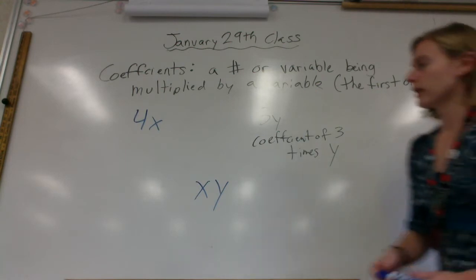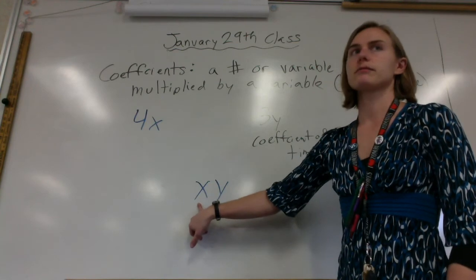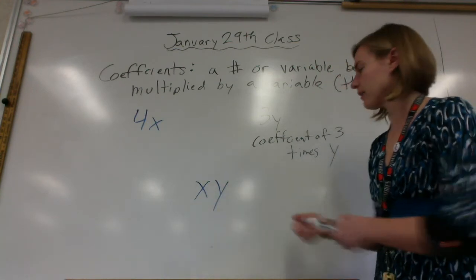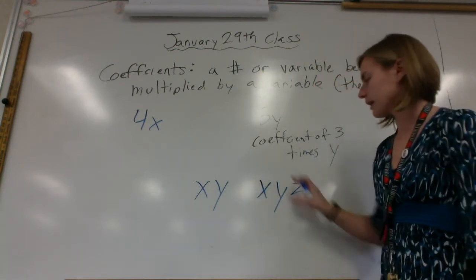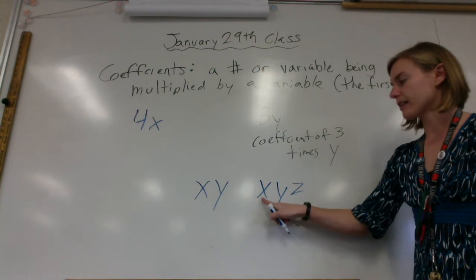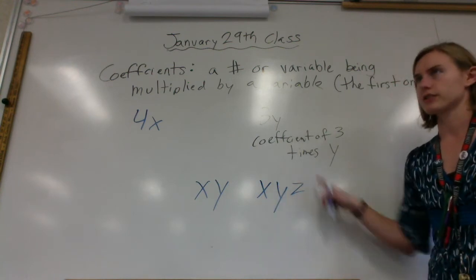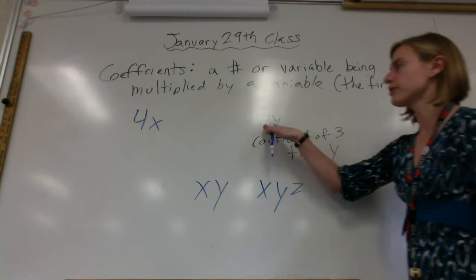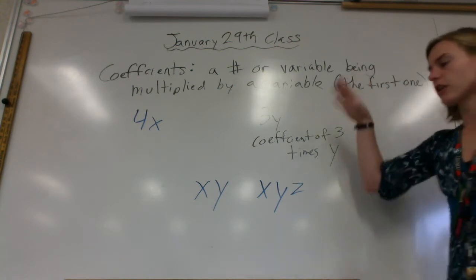What does it mean when it says multiplying by a variable first? So, x is the coefficient in this term because it's first, not y. Y is the secondary variable. But you can also have, to get a little bit more complicated, in this term, you can either say that x is the coefficient to yz, or you can say that xy is the coefficient to z. It gets a little weird. But normally you see it with numbers. Okay, that's actually all we're doing with coefficients.